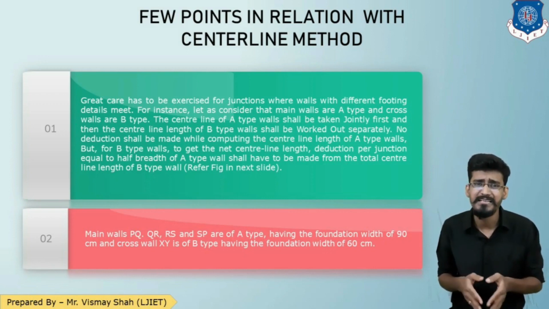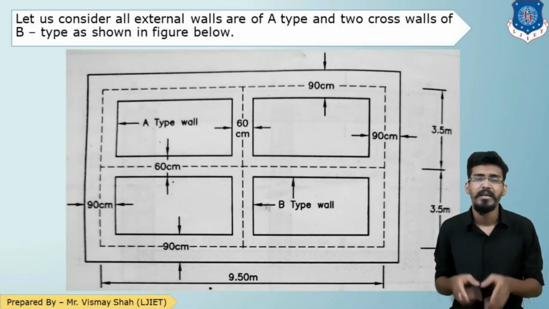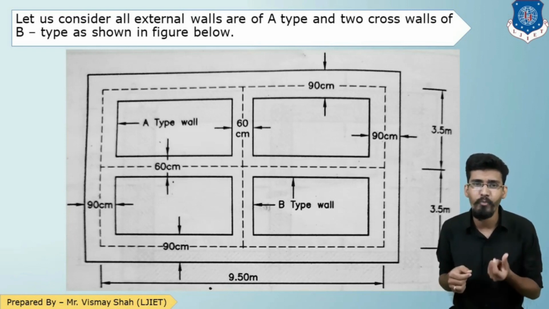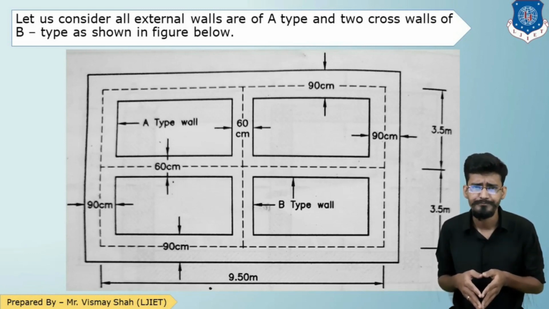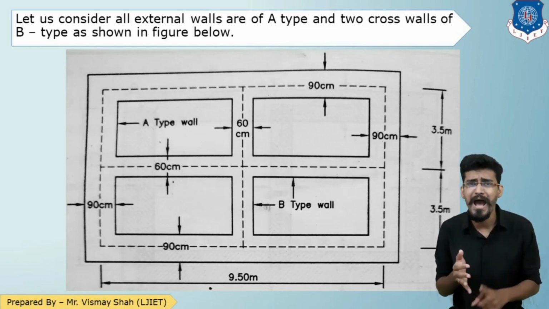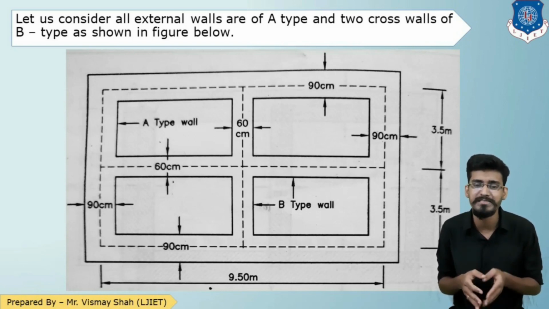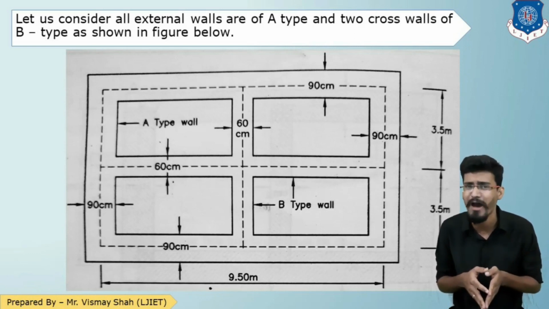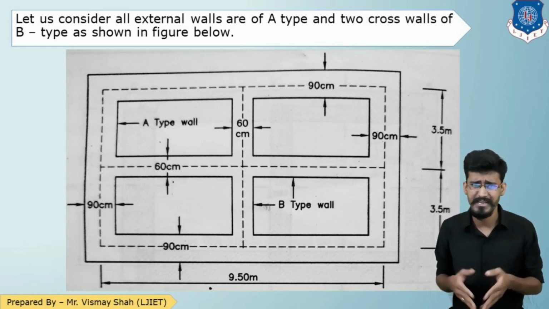So let us consider a scenario. Just what I have read, let us take an example of it. As you can see in the figure, the main walls are of A type having 0.9 width and the cross walls are of B type having 0.6 width. Main walls PQ, QR, RS, SP are of A type having a foundation of 90 cm and the cross walls XY are of B type having a foundation of 60 centimeter.